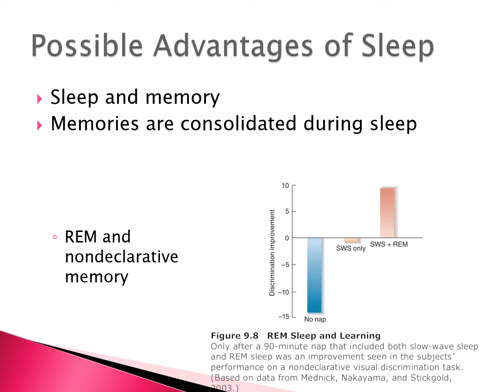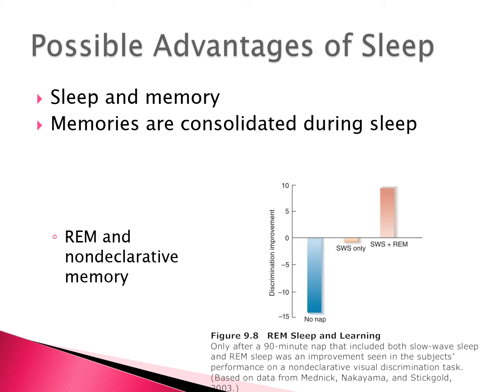We can think of it as muscle memory sometimes, but there's also this kind of finding patterns in things where we're not aware of exactly how we understood that pattern. So this was a non-declarative visual discrimination task, and they trained people on the task, and then they either gave them no nap, a nap where they got slow wave sleep only, or a nap where they got slow wave sleep and REM sleep.